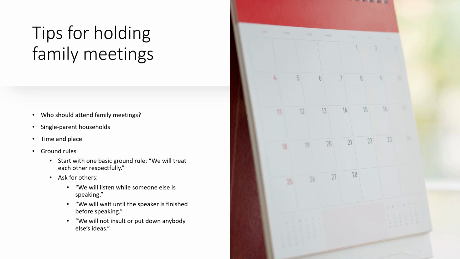You also want to pick a time and a place. Select a time and a place that's convenient and agreeable to everybody who will be attending. A good time for family meetings is Sunday afternoons, since that's the beginning of the week and the family is more likely to be together at that time.